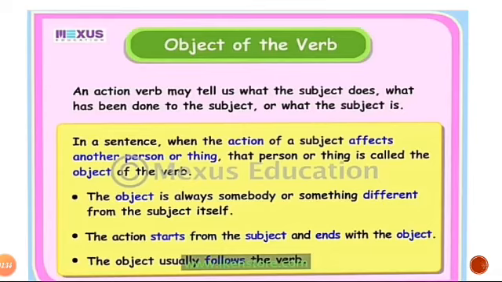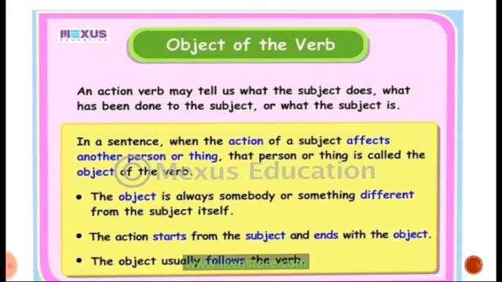So next is the object of the verb. You have already learned about the subject of the sentence. The subject is the doer of the action. The person or the thing that does the action is known as the subject of the sentence. Now here we have the object of the verb. Action verbs tell us what the subject does or what has been done to the subject.